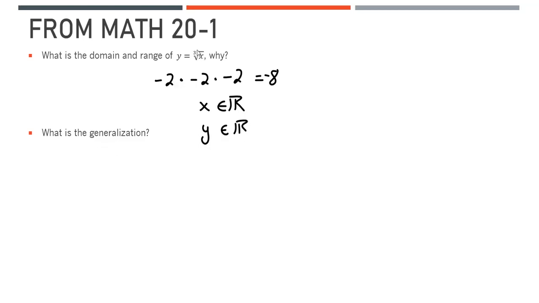Now anytime we have an odd exponent, or odd root, that's going to be the same generalization. We're going to be able to have any x value, any y value. Anytime we have an even root, you're going to have some type of restriction on the radicand, where it must be greater than or equal to 0.